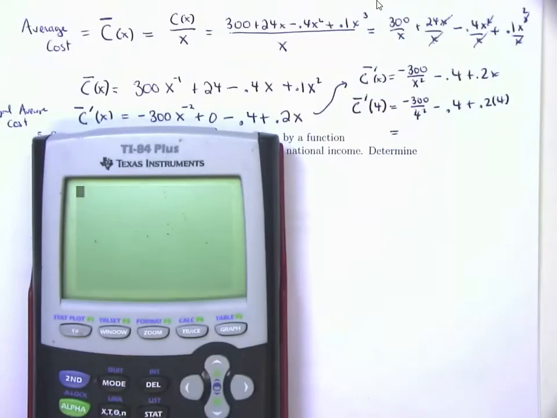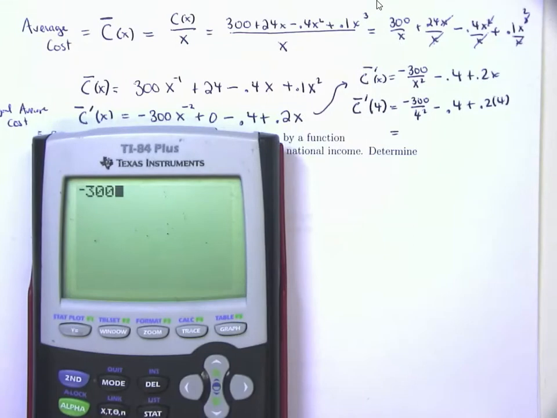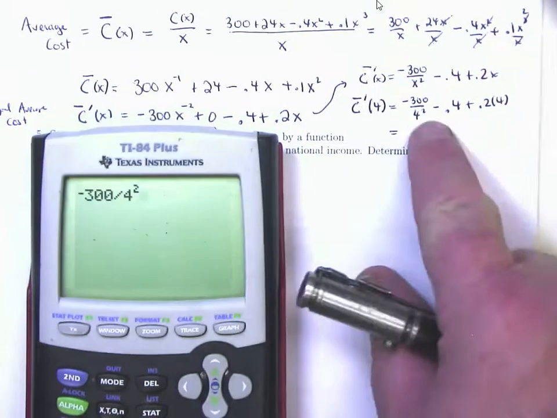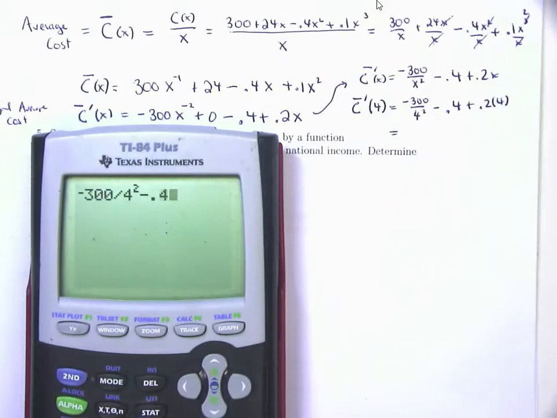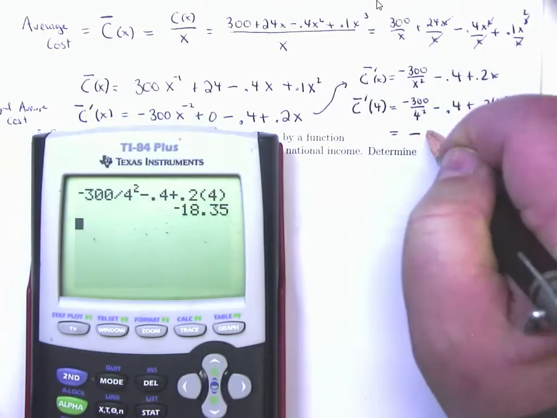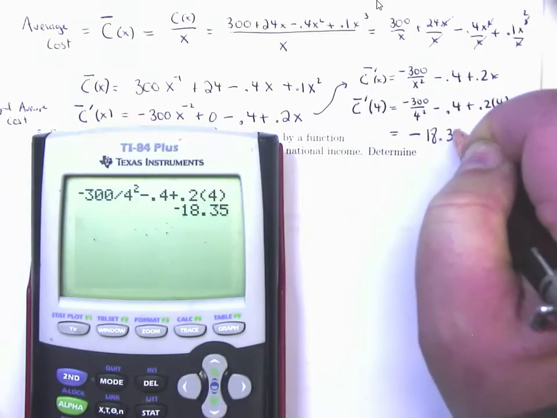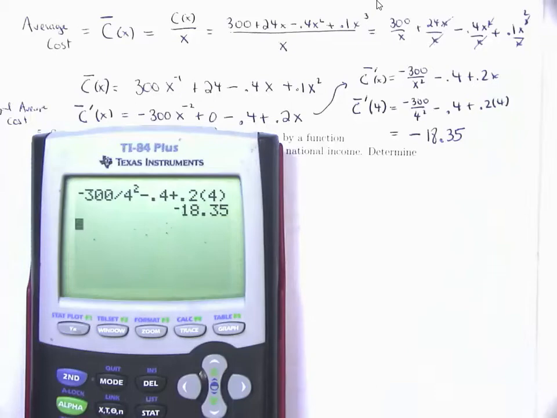Okay, this would be negative 300 divided by 4 squared minus 0.4 plus 0.2 times 4. And I get negative 18.35. And on Hawks, when they ask you a question like this, you're just supposed to plug in the numbers. Don't put in the new units.